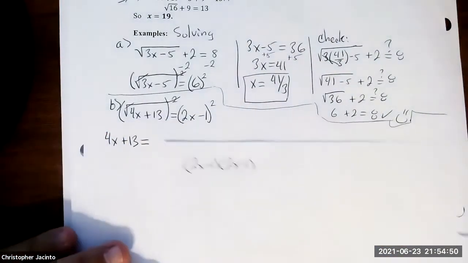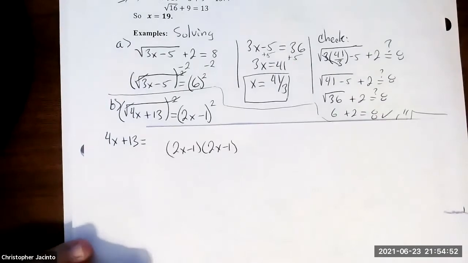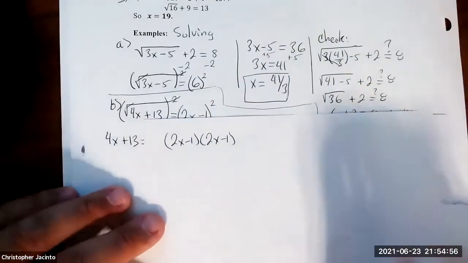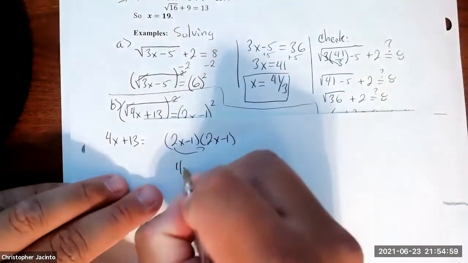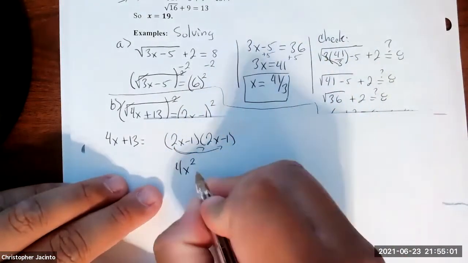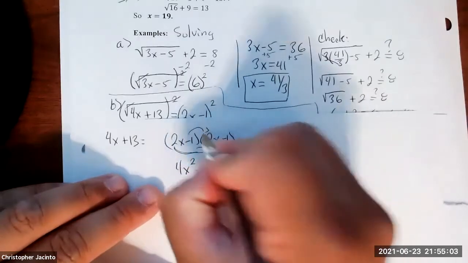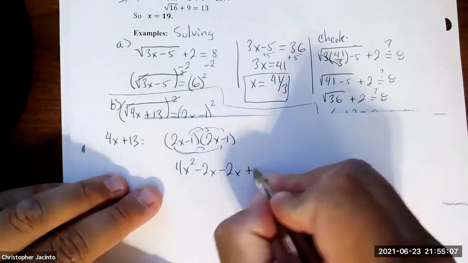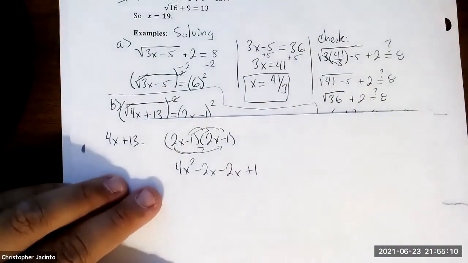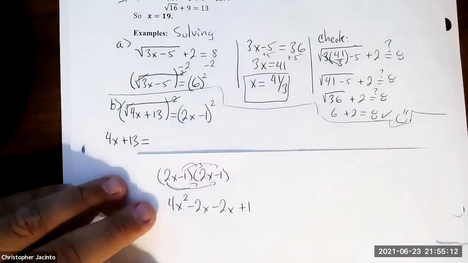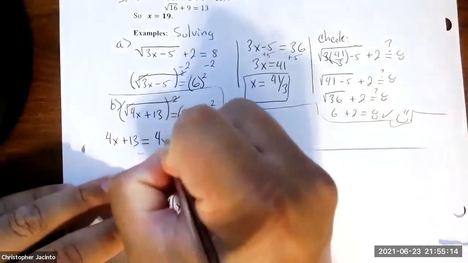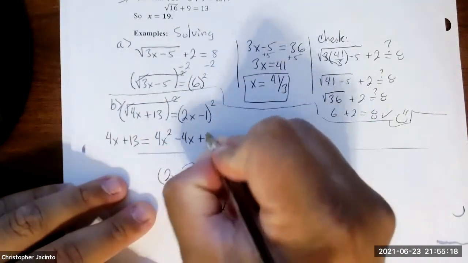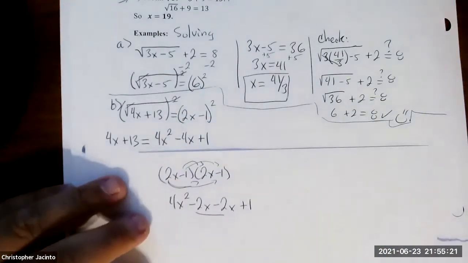So that's what I mean by it's not more difficult, it's just a little bit more work. That's all it really is. So let's just FOIL, and then just go from there. So this is going to be 4x squared minus 2x minus 2x plus 1. So if we plug this in, this is going to be 4x squared minus 4x plus 1 on that side.